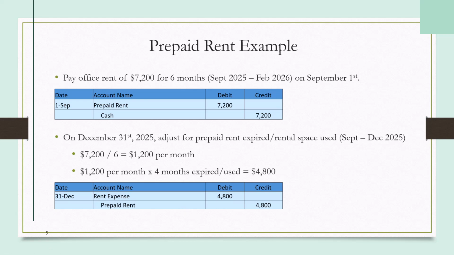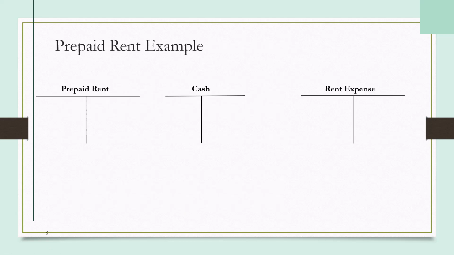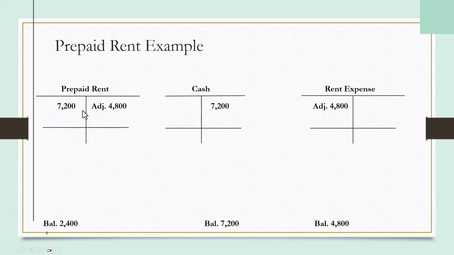I'm going to show you this in the T accounts. So we have prepaid rent, cash, and rent expense. The first entry on September 1st was a debit to prepaid rent, credit to cash. And then the adjusting entry at the end of December was a credit to prepaid rent and a debit to rent expense. And then if you were to calculate the ending balance in prepaid rent, that would leave a $2,400 balance because remember, debits and credits offset or subtract from each other.